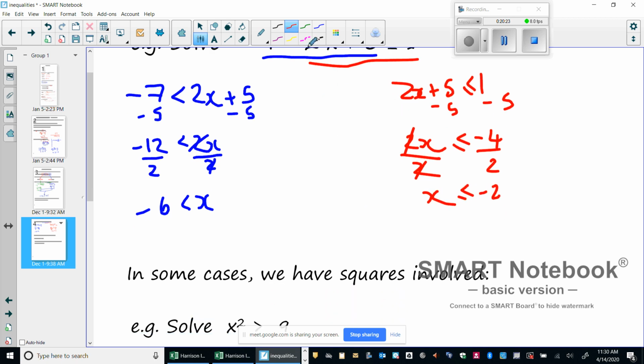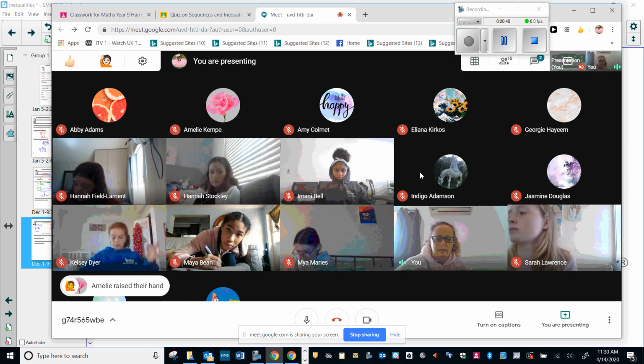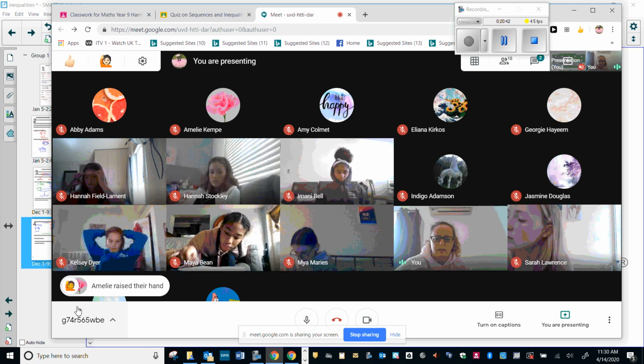And then our final step is that we just bring them together. So we've got negative 6, x is in the middle, and then negative 2 here. Now, I'm not going to talk about this just now, and I might look at it next lesson. Is there anyone that needs some help with that?